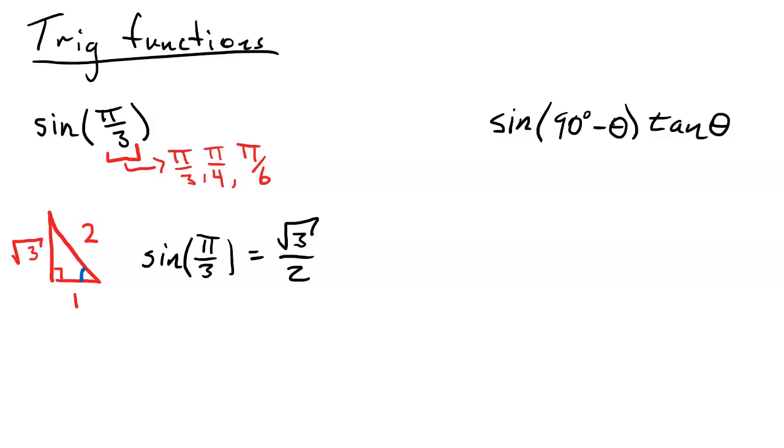So again, look for the theta. If it is pi over 3, pi over 4, or pi over 6, just use your SOHCAHTOA rules and your special right triangle side lengths. So that's the answer for that one.